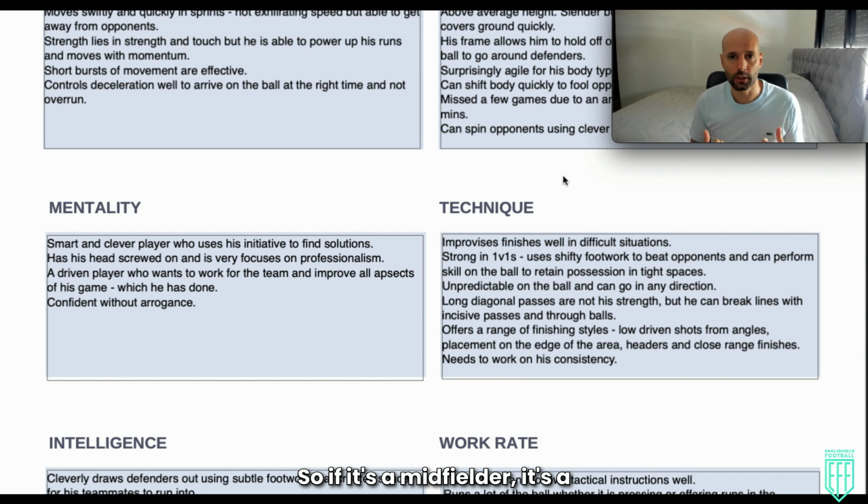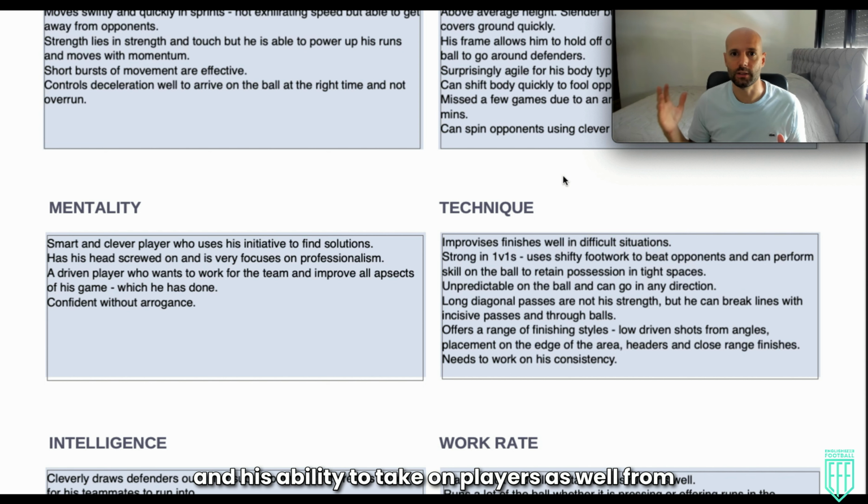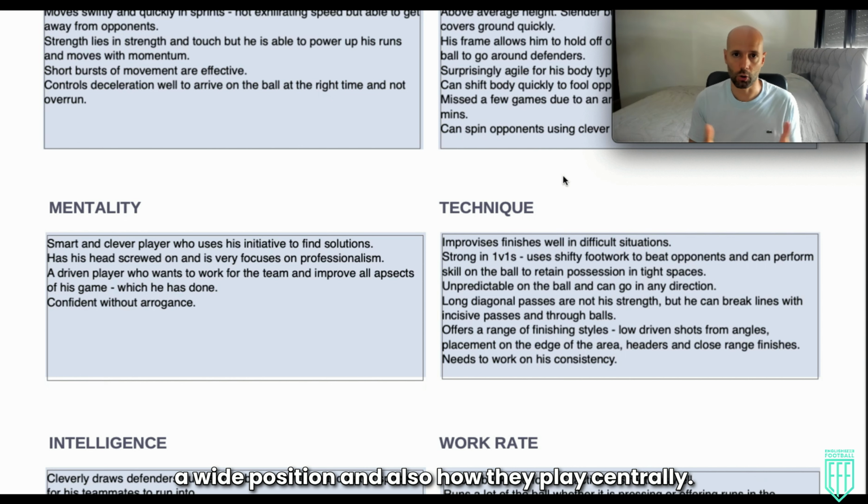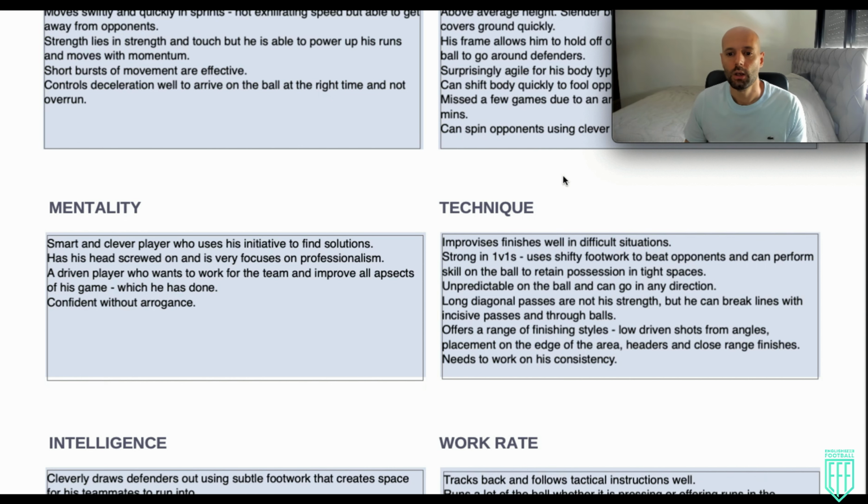So if it's a midfielder, it's a lot more about controlling the game. If it's a defensive midfielder, of course, it's about controlling the game and his defensive duties. If it's a fullback, it'll be more about the crossing and his ability to take on players from a wide position, and also how they play centrally. But as it's an attacker, we're going to focus more on his final third play.